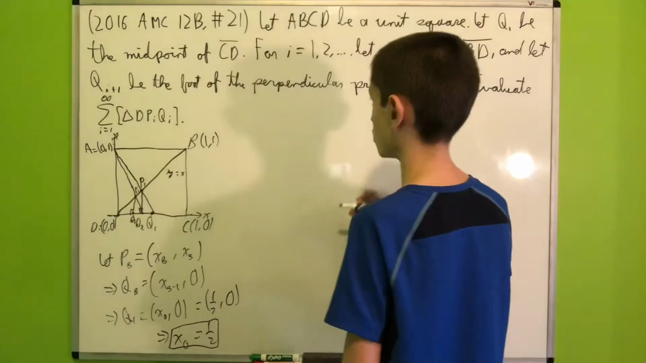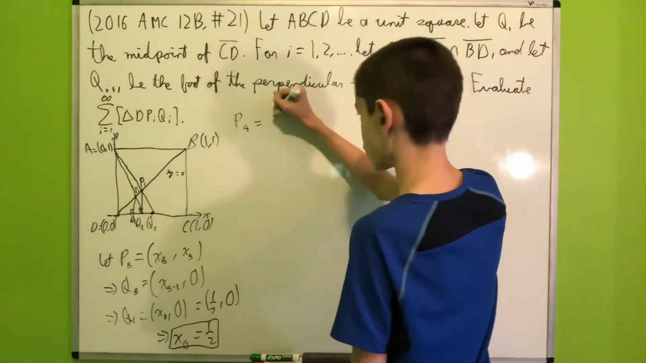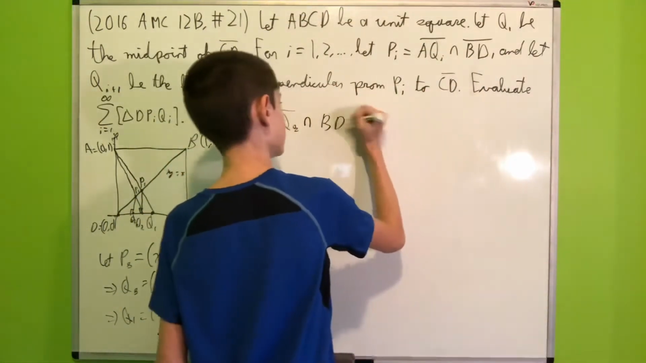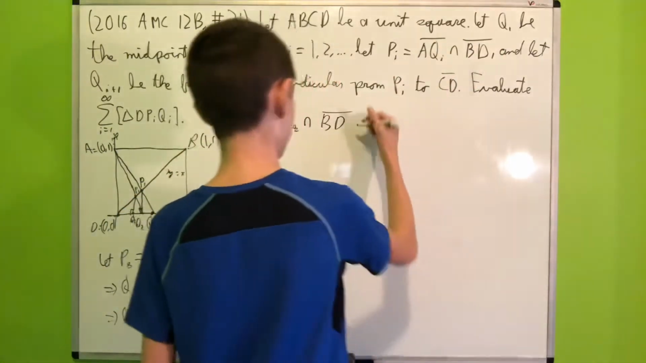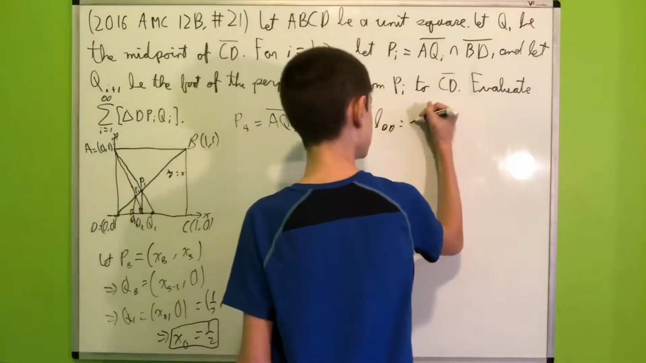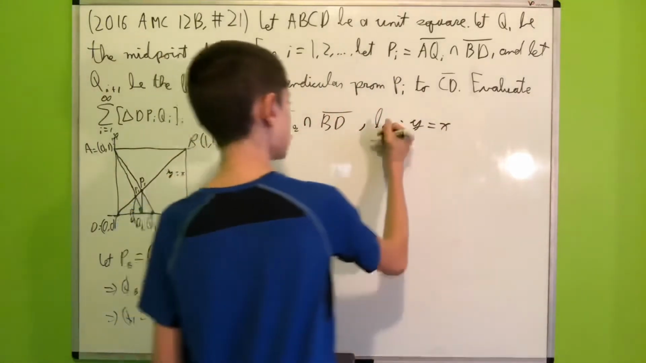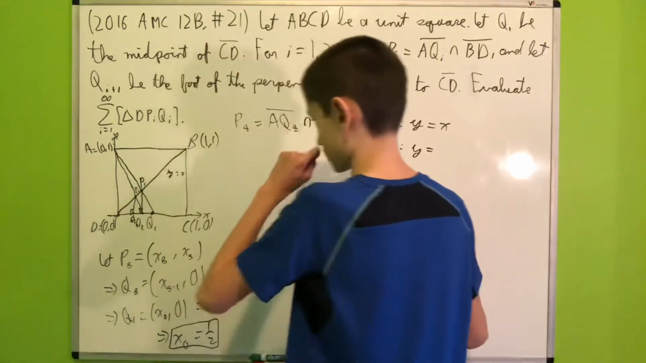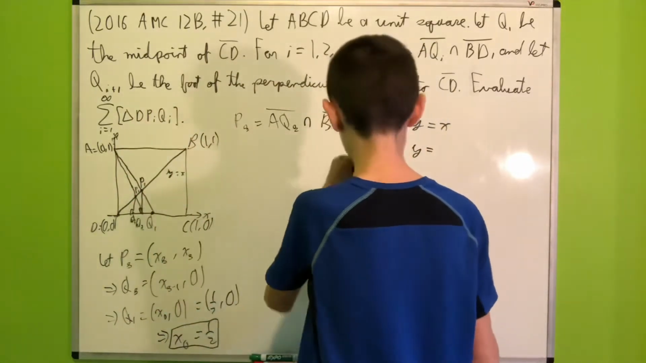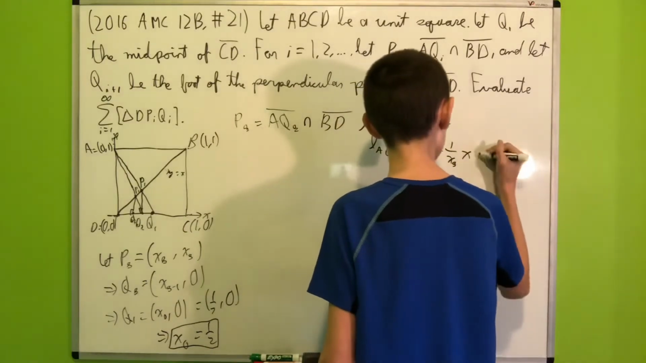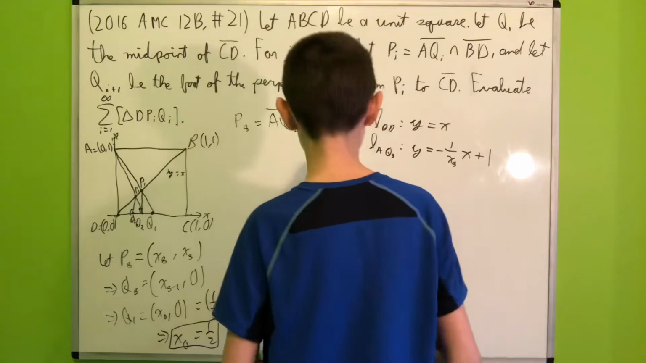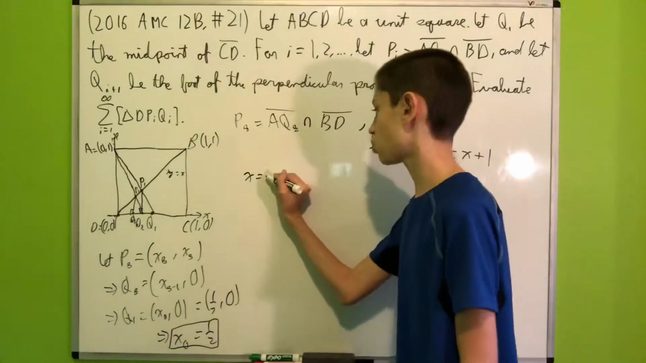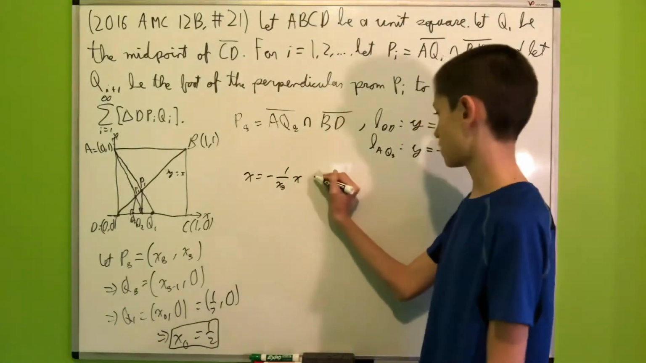Okay, so now we know that Pk, by definition, is the intersection of segments AQk and BD. I thought the comma was a 1, but it's not. Okay, so the equation of the line BD is simply y equals x. And the equation of the line AQk will be y is equal to, okay, so the slope will be (1 minus 0) over (0 minus xk), so negative 1 over xk, times x plus 1 because that is the y-intercept. And now, to find the intersection point, we can set those equal to each other, so we get x equals negative 1 over xk times x plus 1.